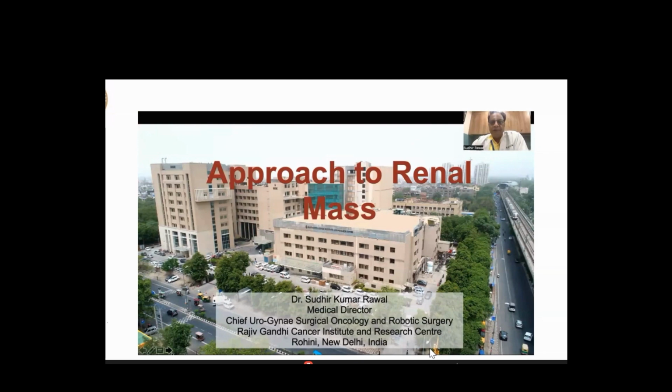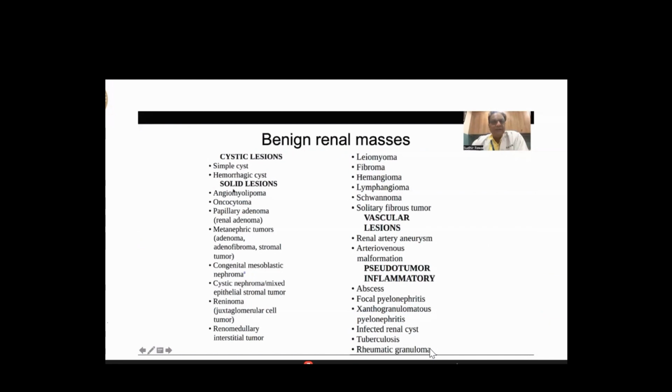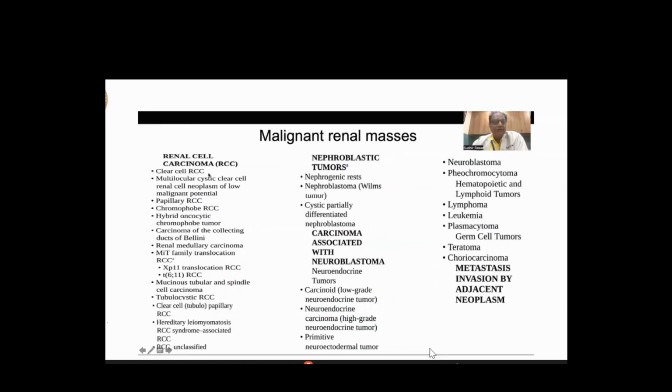My topic of today is approach to the renal masses. As you see, there are the benign renal masses, from simple cyst to angiomyolipoma, and there are others like XGP and infected renal cysts. There's a huge list for benign renal masses, and then there is a huge list for malignant renal masses also, like RCC. RCC itself has multiple types. Now you can see from clear cell carcinoma to multilocular cystic clear cell carcinoma, papillary, chromophobe, hybrid, oncocytic, medullary, mucinous, so many things. Then there are nephroblastic tumors, nephrogenic rest, nephroblastoma, carcinoma associated with neuroblastoma, and then metastatic tumors in the kidney. They can present as malignant renal masses.